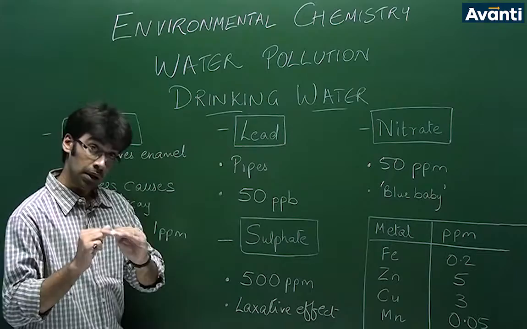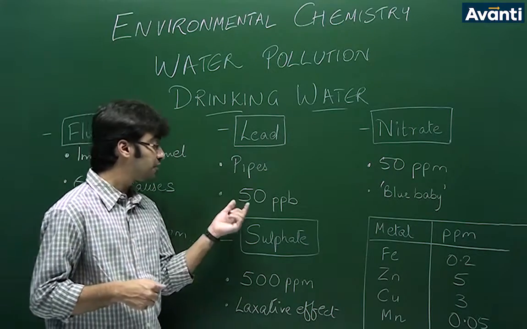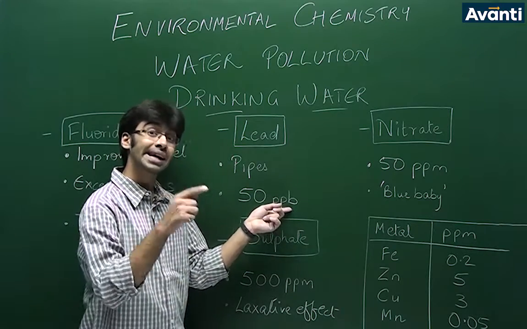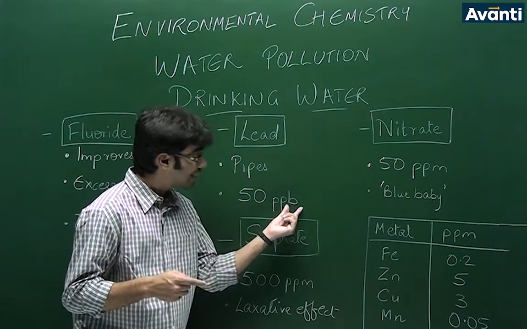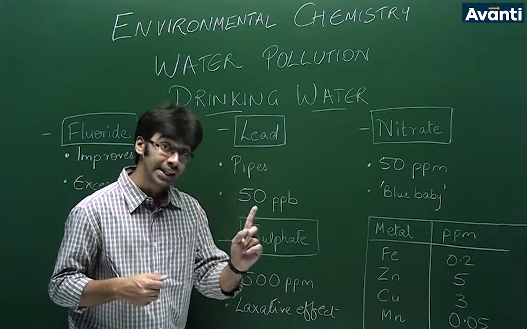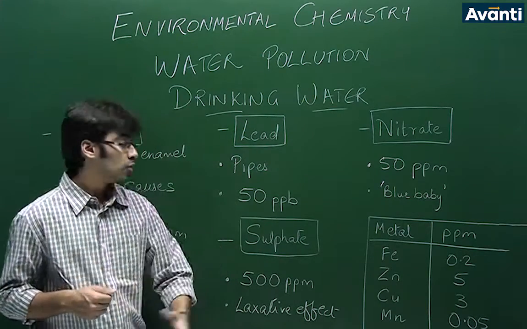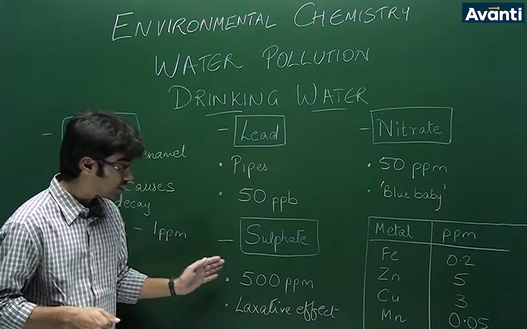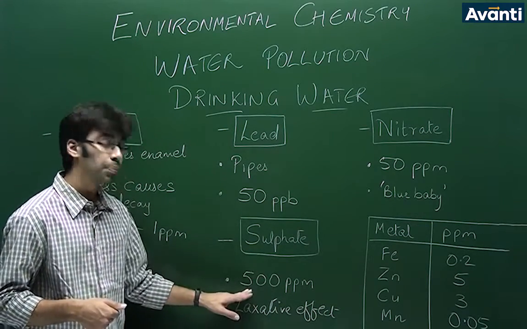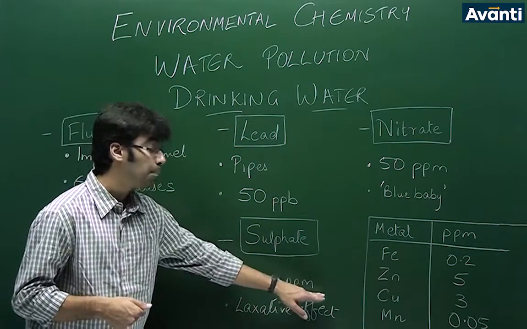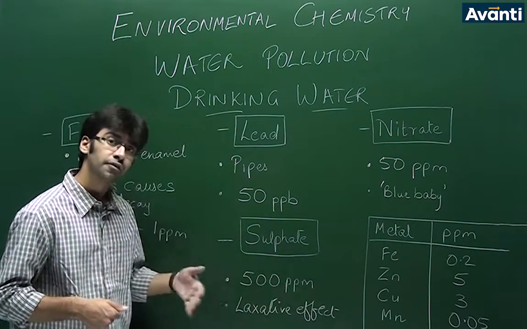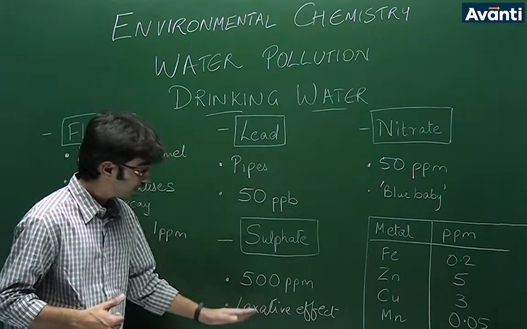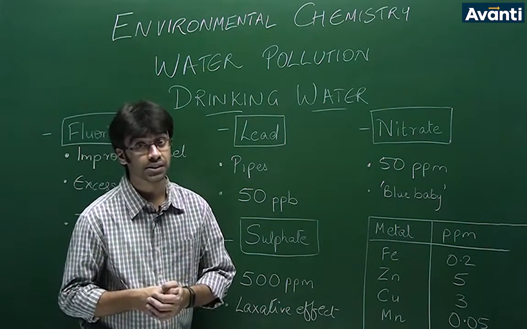Typically, the upper limit for lead is 50 parts per billion. Please know that this is B, where everything else is typically million. This is parts per billion, and 1 billion is 1000 million, which means that this value is extremely small. To compare this with sulfate, you can see that sulfate's permissible value is 500 parts per million, which means a lot more sulfate is allowed as compared to lead. However, excess sulfate also leads to laxative effects.